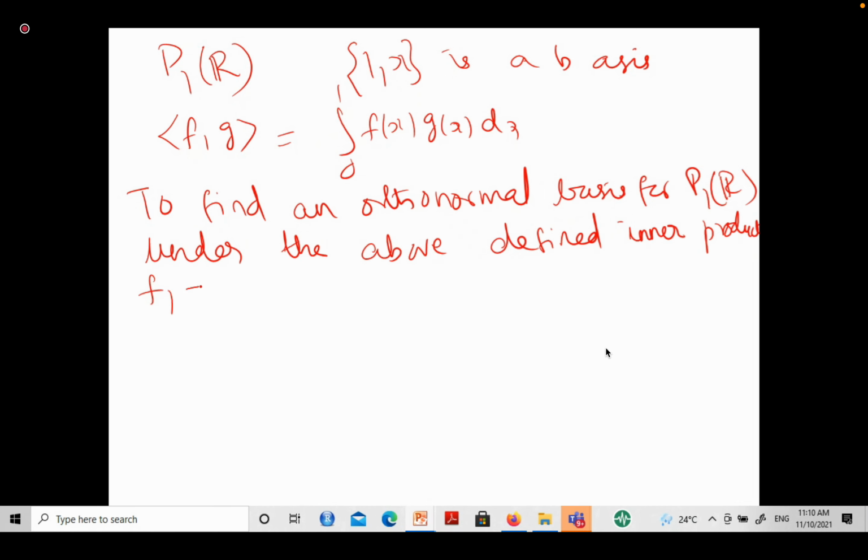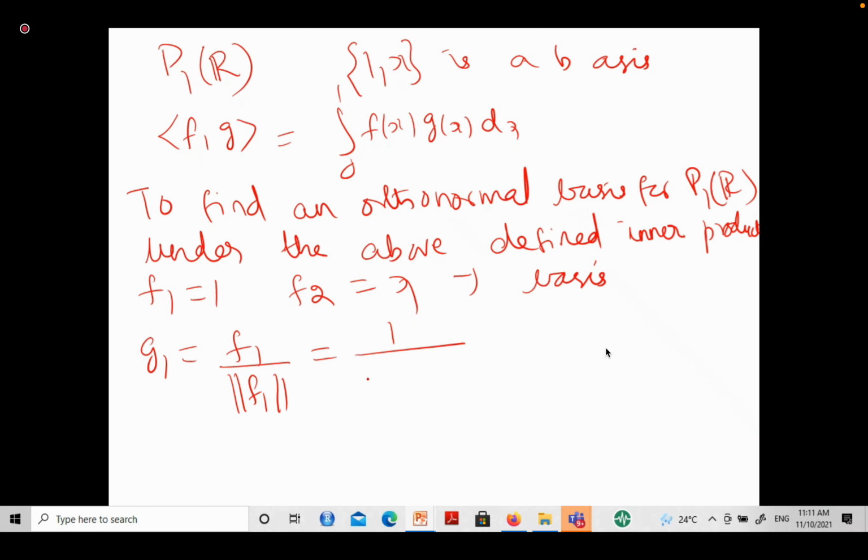So let me take F1 as 1, F2 as x. I am going to convert this into G1, G2. This is the usual basis. I'm going to convert this into an orthonormal basis. What is G1 then? G1 is F1 divided by norm of F1. F1 is 1. What is the norm of F1? Root of the inner product of F1 with F1.